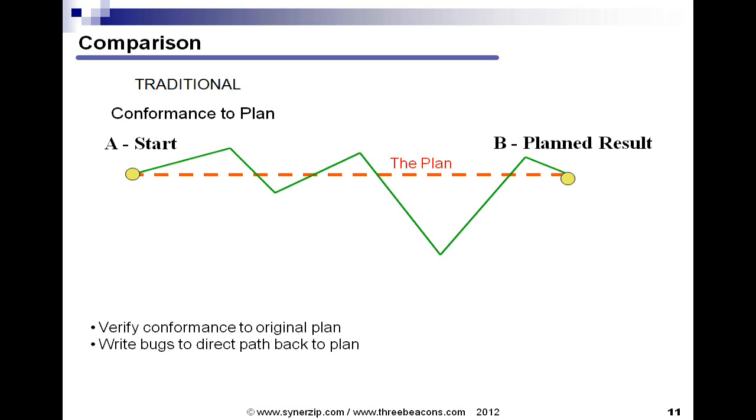Another big difference in traditional versus Agile is in traditional, it's all about conformance to the plan. We measure success as adherence to the plan.